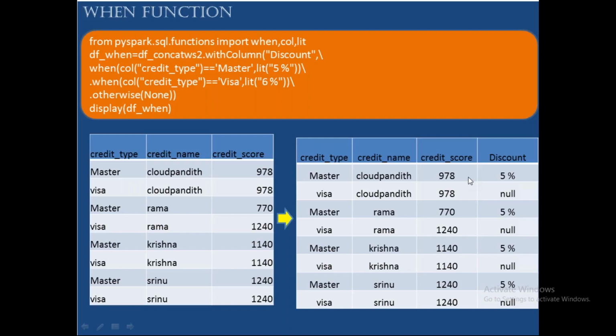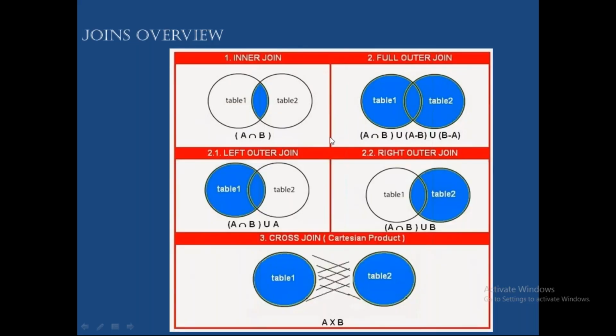Very good. Because remember, Python is case sensitive. You see, master, M is capital, S here also capital, but V is capital here, but here you have a small v. So this visa is not equal to this visa. So this visa will go to the otherwise condition. That's why you are getting none, null values. Okay. I will give you more examples in the notebook.